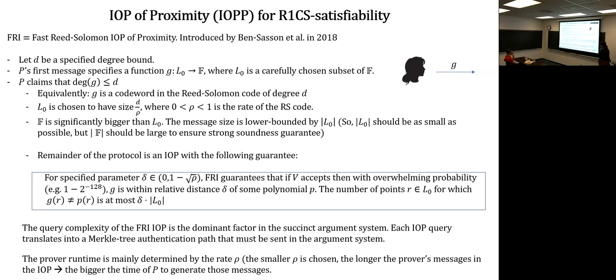So what is interesting here, one of my research papers is based on this approach of designing ZK-SNARKs from interactive oracle proofs. And what we have discovered when doing the investigation in this direction is that the prover runtime is mainly determined by the rate of the Reed-Solomon code rho. Basically, the smaller rho is chosen, the longer the prover's message in the IOP, and the bigger is the time of the prover to generate those messages.